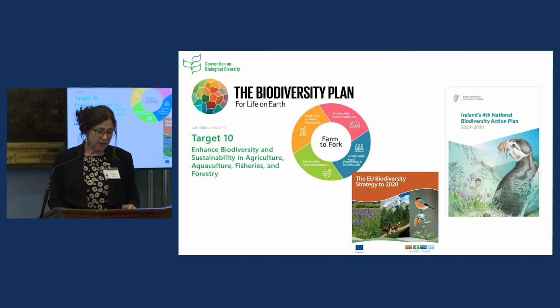And the loss of farmland biodiversity has been recognised as a global issue. So it's been recognised in the Global Framework for Biodiversity, which has now been branded the Biodiversity Plan. So this is a global set of targets. And target 10 in the Global Biodiversity Plan is to enhance biodiversity and sustainability in agriculture, aquaculture, fisheries and forestry, and to increase the application of biodiversity-friendly practices. It's also recognised at EU level, and the Farm to Fork strategy aims to accelerate our transition to a sustainable food system that should reverse the loss of biodiversity.